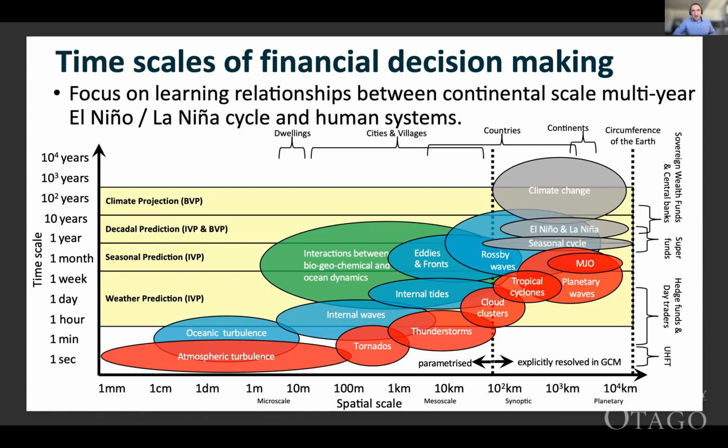The applications that I'm going to talk about today are concentrated on the influence of continental scale, multi-year impacts associated with the El Nino, La Nina oscillation that perhaps financial actors such as super funds or sovereign wealth funds might be interested in. And likewise in the health application, medical resource planning, hospital planning, those types of decision makers might be interested in this timescale.